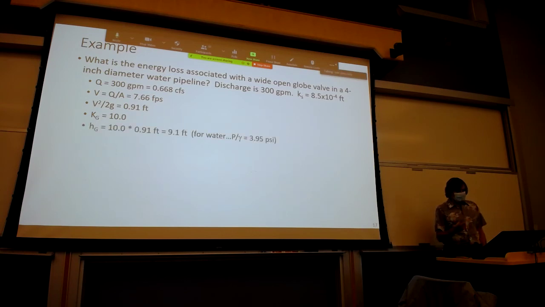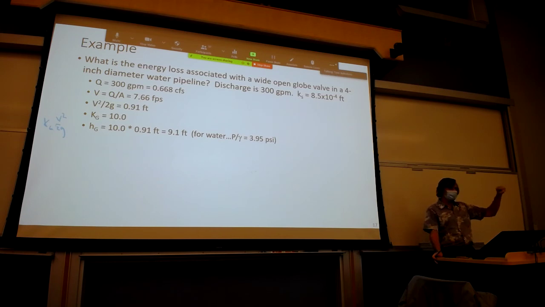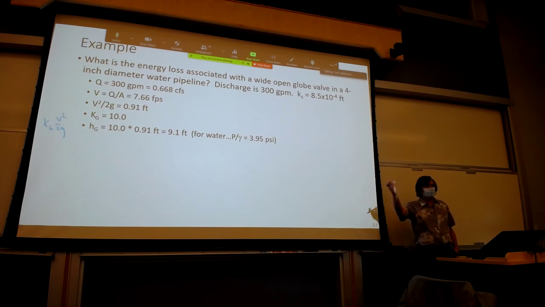And so the minor loss associated with the globe valve is K globe valve v squared over 2g. And again, v and v squared over 2g are associated with the pipe outside of the minor loss feature. And again, if there's a different size pipe on either side of the feature, you always take the velocity associated with the smaller diameter pipe. In this case, we have a 4-inch pipe on both sides of the globe valve. So there's no decision.